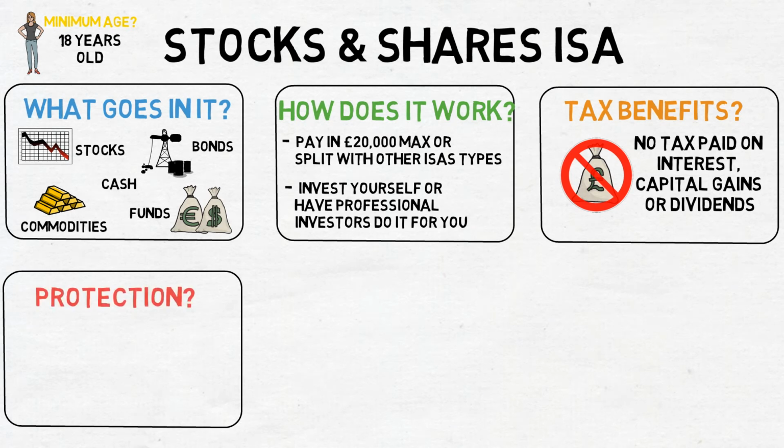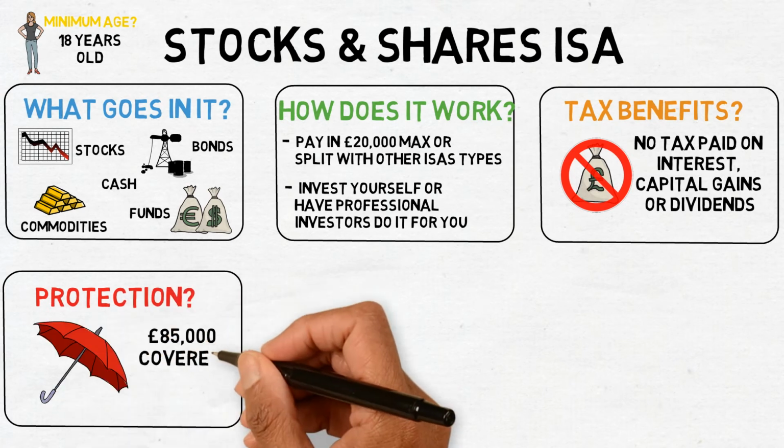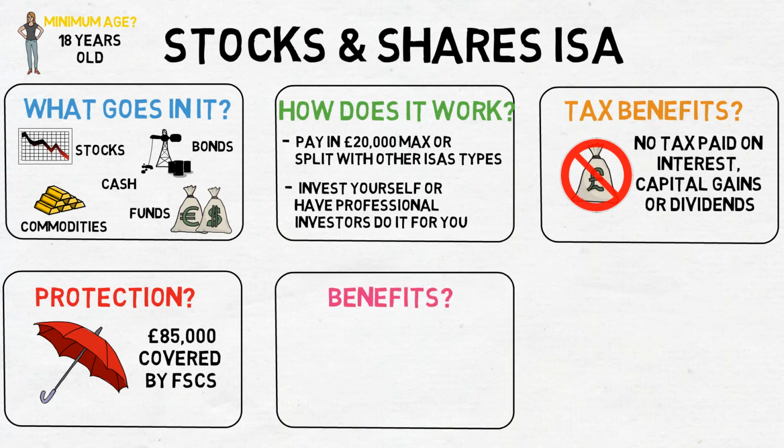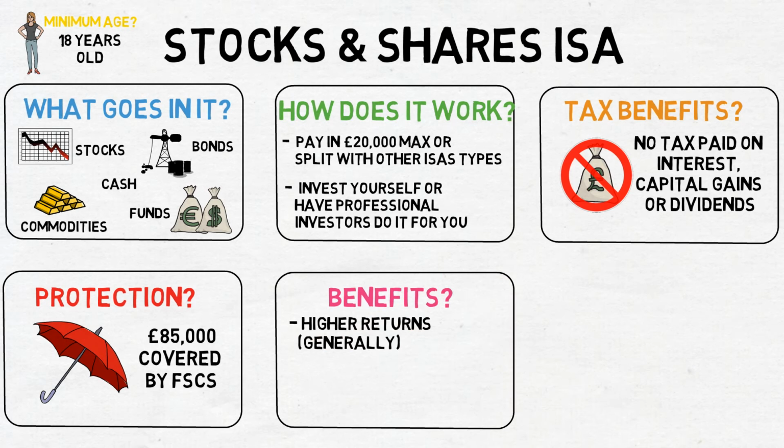With the stocks and shares ISA, you are protected by the Financial Services Compensation Scheme up to £85,000. This scheme covers you if your ISA provider goes bust, but not if the value of your investments decrease. The benefits of a stocks and shares ISA include generally higher returns, flexibility to choose a range of investment products, and the ability to transfer your ISA between providers, which is useful if you're not happy with your current provider's performance or charges. The stocks and shares ISA is best suited for a medium to long-term investor.